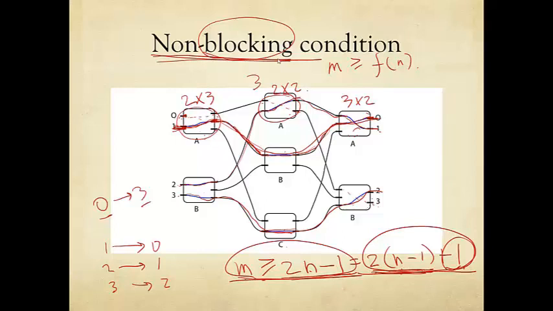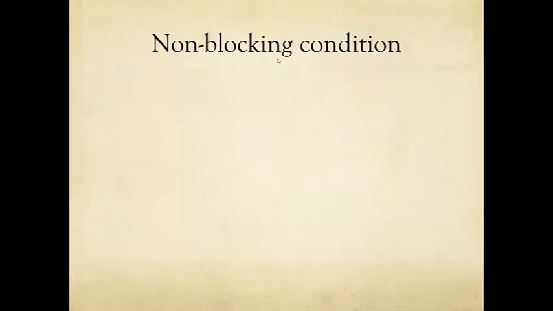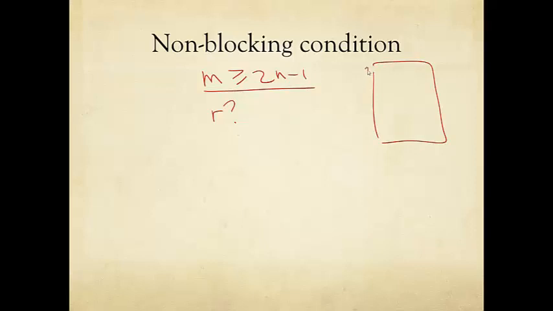Okay. Now, a couple of remarks. First of all, we say m greater than or equal to 2n minus 1 for non-blocking. Where is R? I know that for the entire Clos network, there are basically n times R input ports total and n times R output ports total.